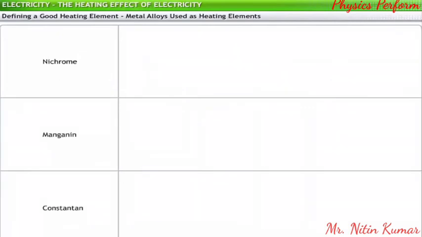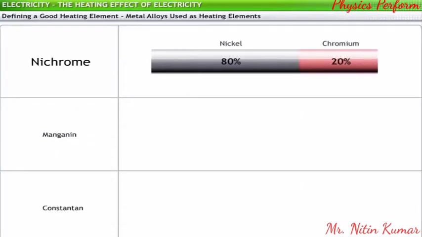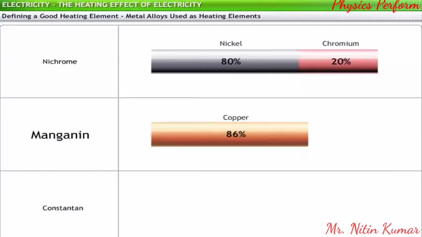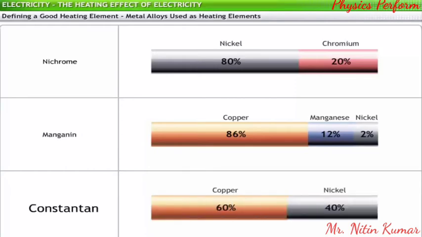Three metal alloys most commonly used as heating elements are nichrome, an alloy composed of 80% nickel and 20% chromium; manganese, which is 86% copper, 12% manganese and 2% nickel; constantan, a copper-nickel alloy with 60% copper and 40% nickel.